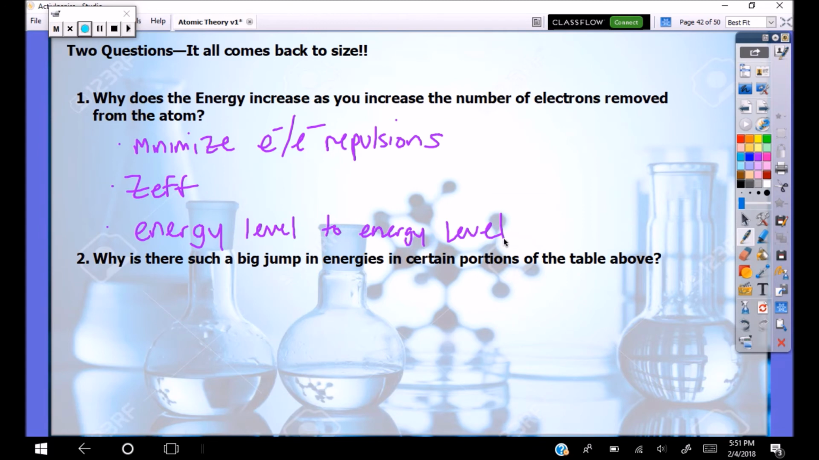And we talked about why there's such a big jump in energies in certain portions of the table. You see big jumps in energies from the S2 to P1 and from P3 to P4, and then you also see that increase when we're getting to the noble gas area because those things are really stable.